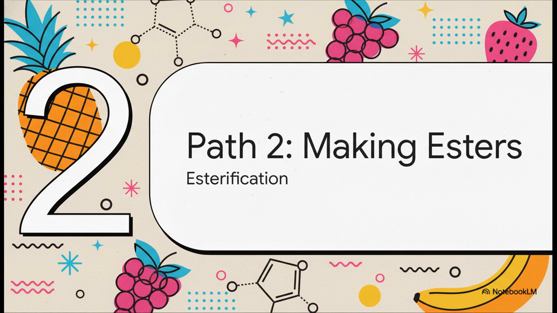All right, let's head down path number 2. We're talking about making esters now. This process is called esterification, and it's a big one. Esters are the compounds famous for giving things like bananas and pineapples their amazing fruity smells. So yeah, they're super important, not just in the lab, but all over in nature and industry too.